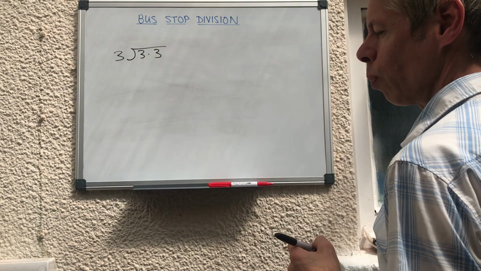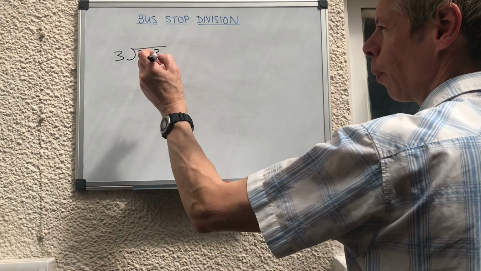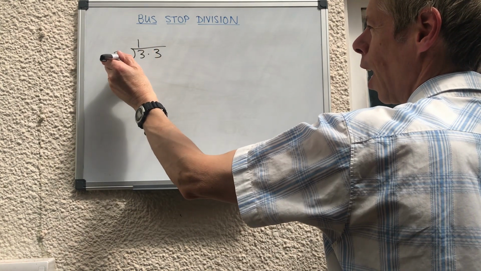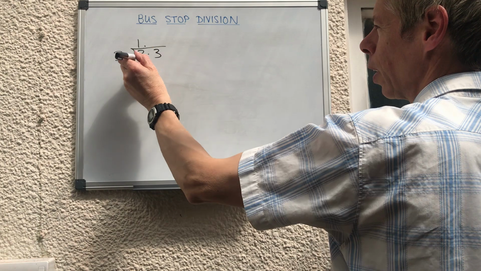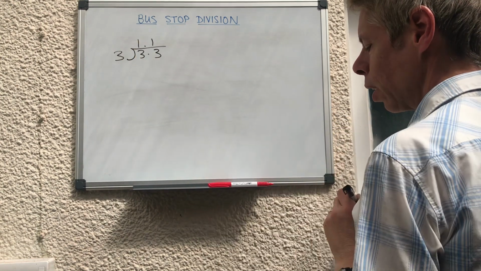Pretty easy. All you've got to do is put the decimal point in the right place. So how many 3's in 3? It's 1. Put in the decimal point. How many 3's in 3 is 1. That was nice and easy.